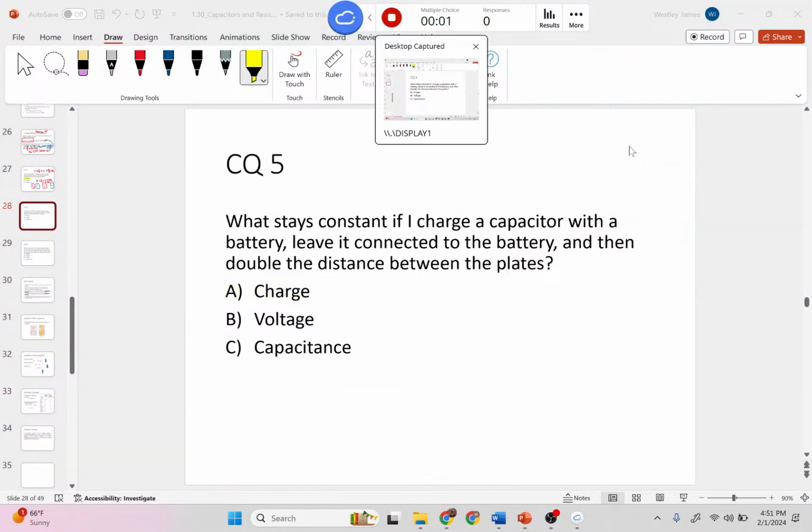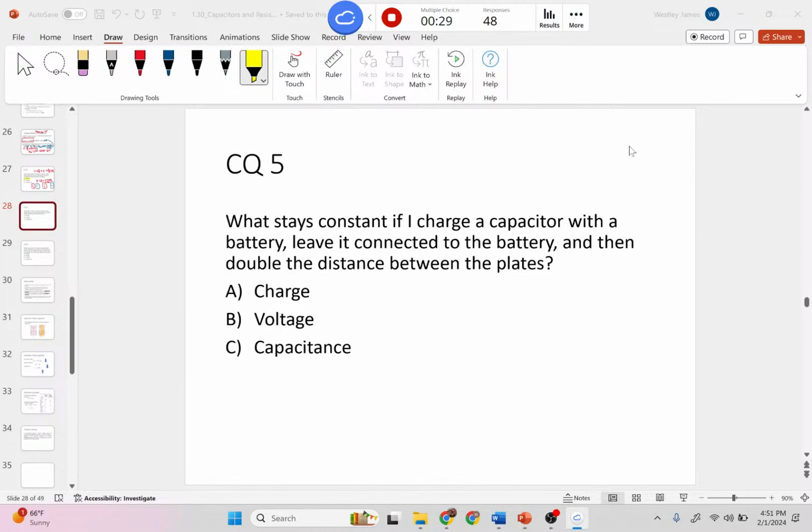So that's what stays the same if I double the distance, if I disconnect it from the battery. That was very important. What stays constant if I charge a capacitor, leave it connected to the battery, and then double the distance? The difference between these: the last one was disconnected from the circuit, meaning they were isolated. This one, they're still connected to the circuit.